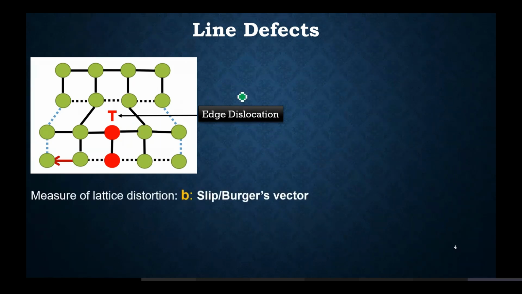Now, what is the measure of lattice distortion? The measure of lattice distortion is defined by the letter B, which is the slip or Burgers vector. This is basically the measure of the edge dislocation. How do you measure it? Let's say you're standing at this point and you have to move around the dislocation to close the loop.